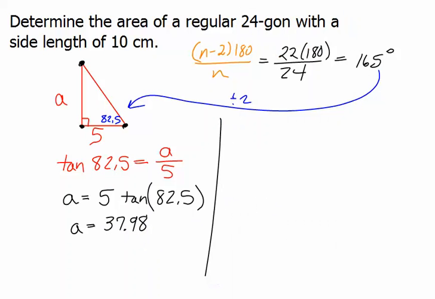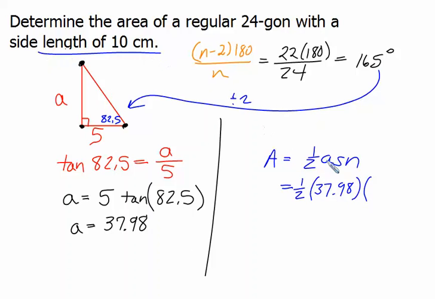Then we want the area of the regular polygon itself. So don't forget that the area of the regular polygon is 1/2 A S N, where A is our apothem. We found that it was 37.98. The S is the length of the entire side. Watch out for that, it was 10. And the N represents the number of sides, which in this problem was 24.